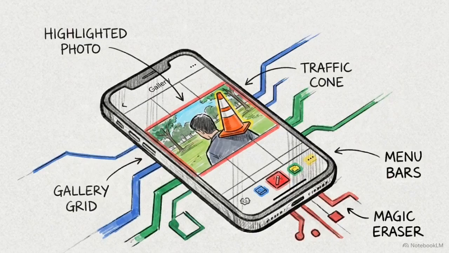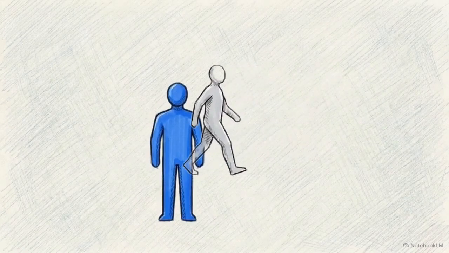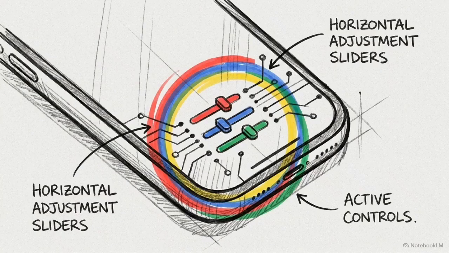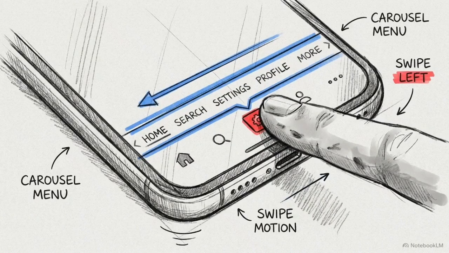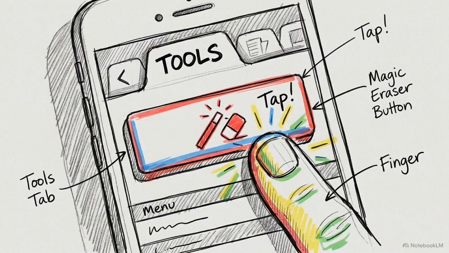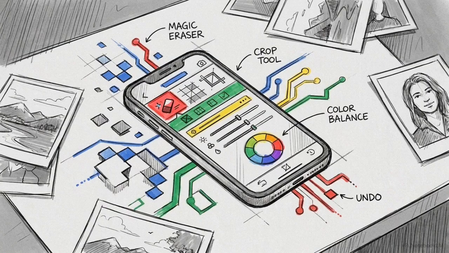select a photo with a distinct background distraction. For your first attempt, avoid images where the unwanted element overlaps with your main subject's face. To find the tool, tap Edit, scroll horizontally across the menu, and select Magic Eraser. Understanding these hardware gates is the first step in moving from a standard photo gallery to an active AI workspace.